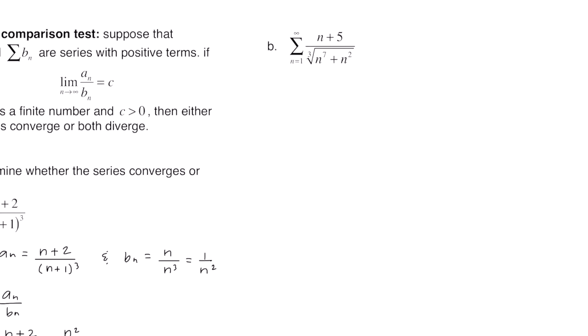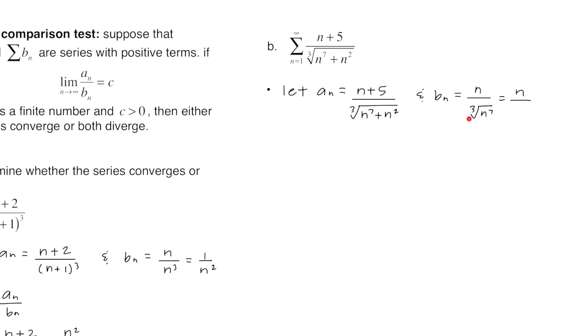For part B, we have the sum from n equals 1 to infinity of n plus 5 over the cube root of n to the 7th plus n squared. So we're going to let a sub n equal this expression. And to determine b sub n, we're taking the dominant term on top, which is going to be the n. And for the denominator, the dominant term is going to be n to the 7th, but remember it's still under a cube root. So we have n over the cube root of n to the 7th.